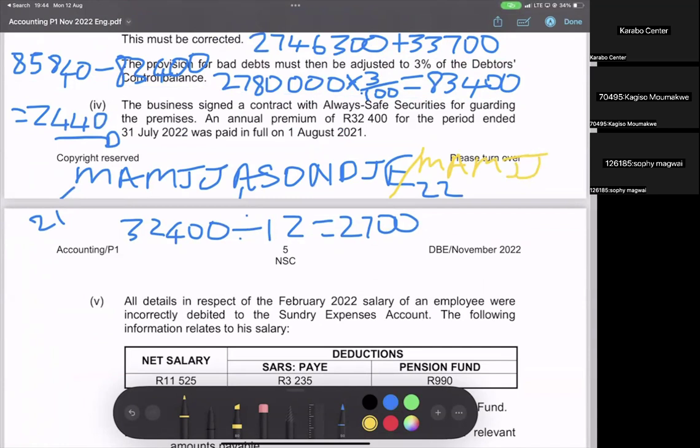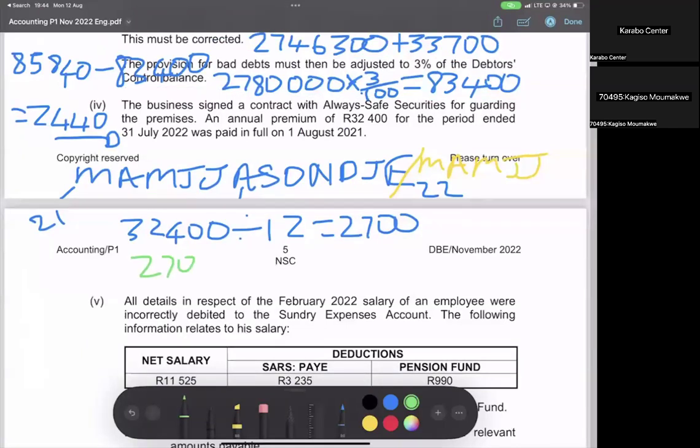So now what do we have to do? We have to say 2,700 times 5 is equal to 13,500. So this 13,500 is the amount that we do not have to record. So this is how you're going to write it on the statement of comprehensive income.